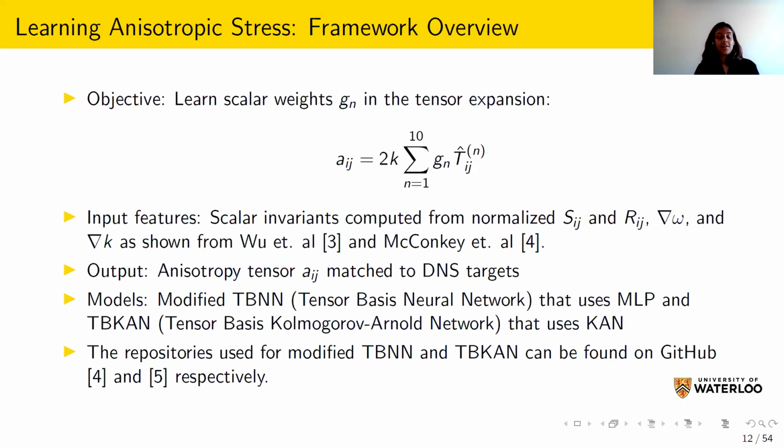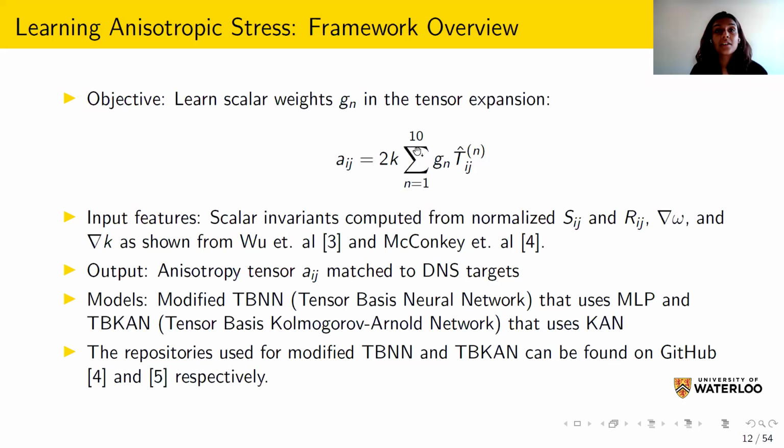The models that, as I mentioned before, we would be talking about constantly are the modified TBNN, the tensor basis neural network, which uses MLP, and TB-KAN, the tensor basis Kolmogorov-Arnold network that uses KANs. So the repositories. Can I ask a question?